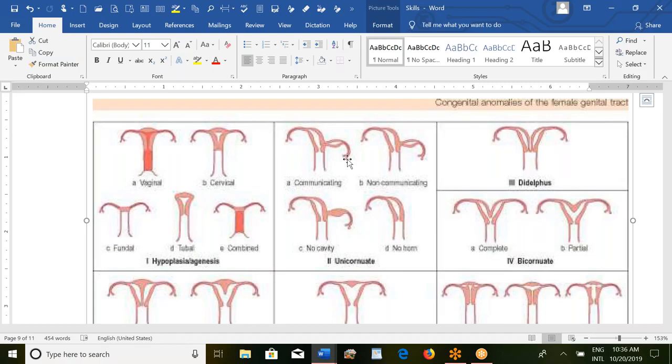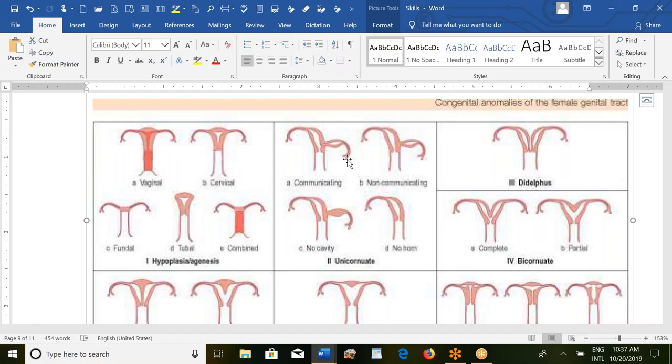Yeah, please continue. Then we have the bicornuate uterus. Cases have been reported with second trimester miscarriages with the bicornuate uterus, and you can go for the resection of the septum in case of recurrent miscarriages.